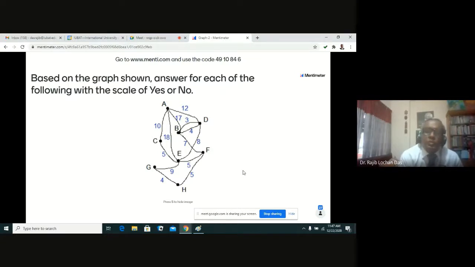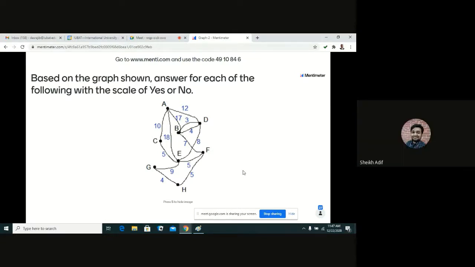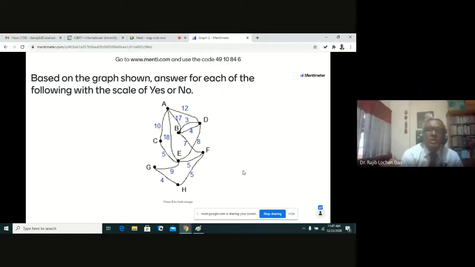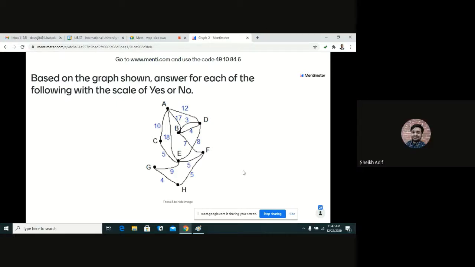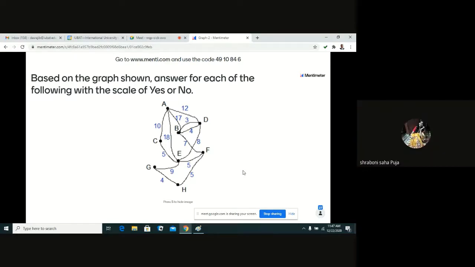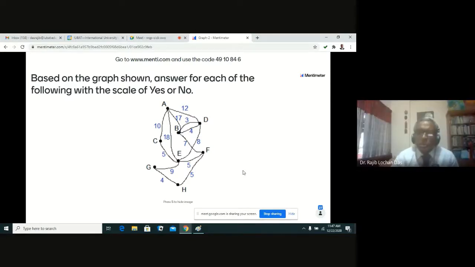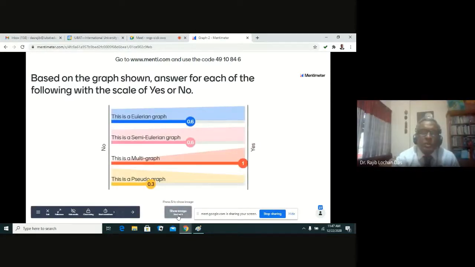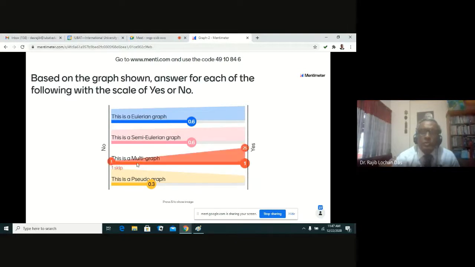B degree is 4 because there are 4 paths. D degree is 4. This is semi-Eulerian. There are 2 odd degrees, one is E and one is F. So there are only 2 odd degrees. That means it is semi-Eulerian. So semi-Eulerian should be 1 and Eulerian should be 0, and multigraph should be 1 and pseudograph should be 0. So this should be the answer.